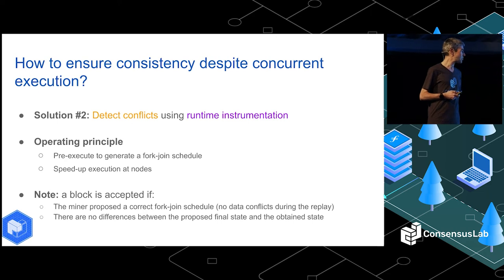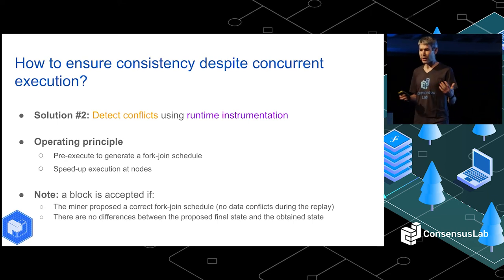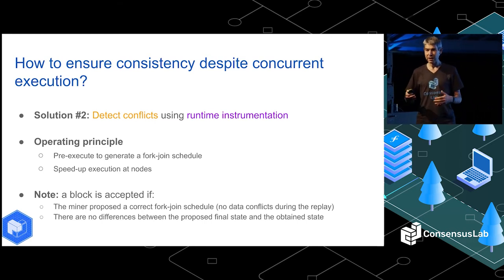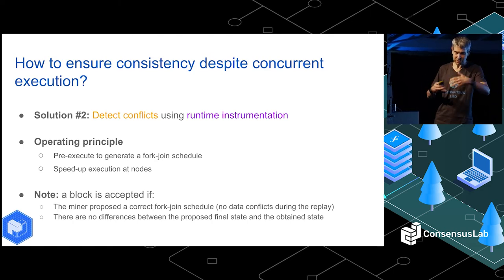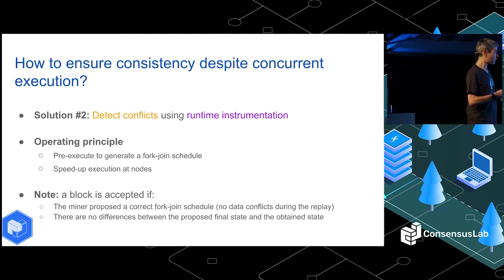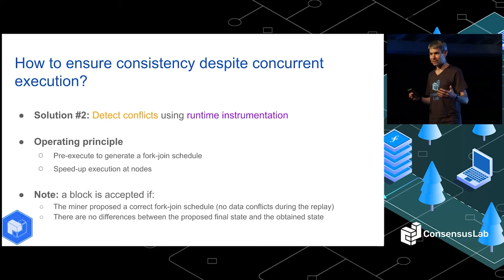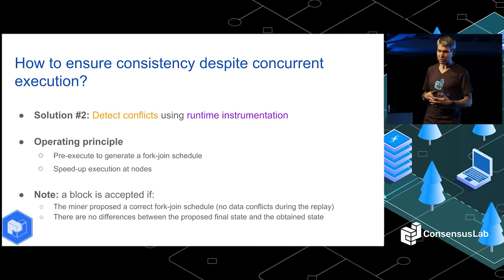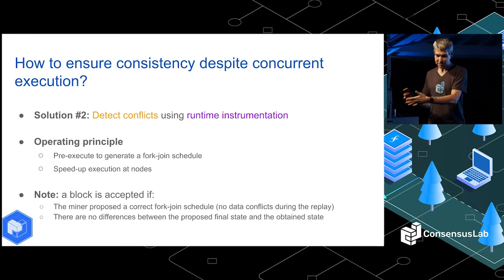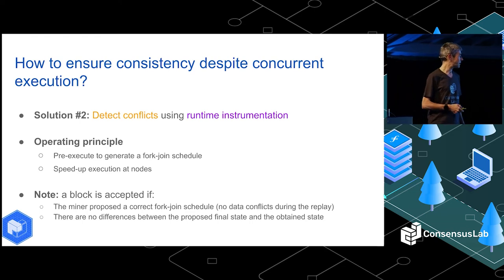So the operating principle is the following one. We pre-execute to create a schedule that might be a fork-join schedule or something that looks like that. The idea, again, is to have a definition of conflicting transactions and the graph representing them, and then to speed up execution at nodes. Note that a block will later be accepted if it comes with a valid fork-join schedule. A valid one is one that does not yield conflicts when executing transactions, plus the final state that's been reached when the miner produces the block is the same that is observed by the various validators.